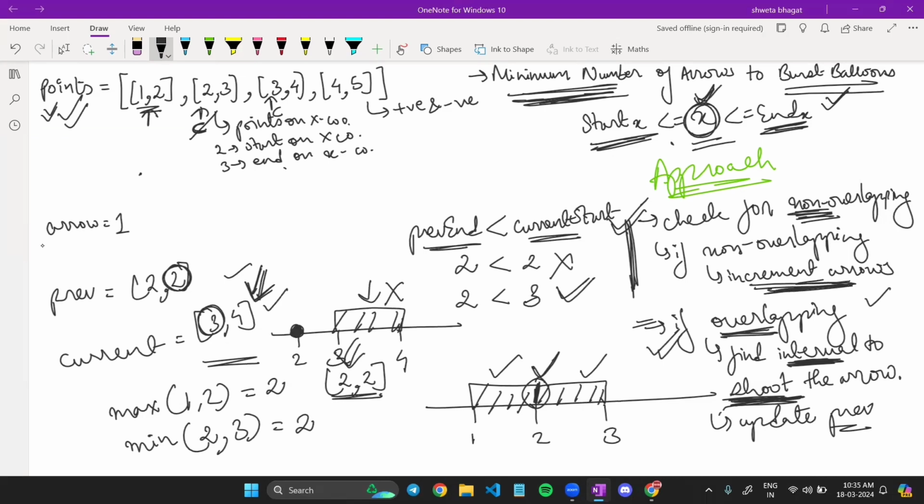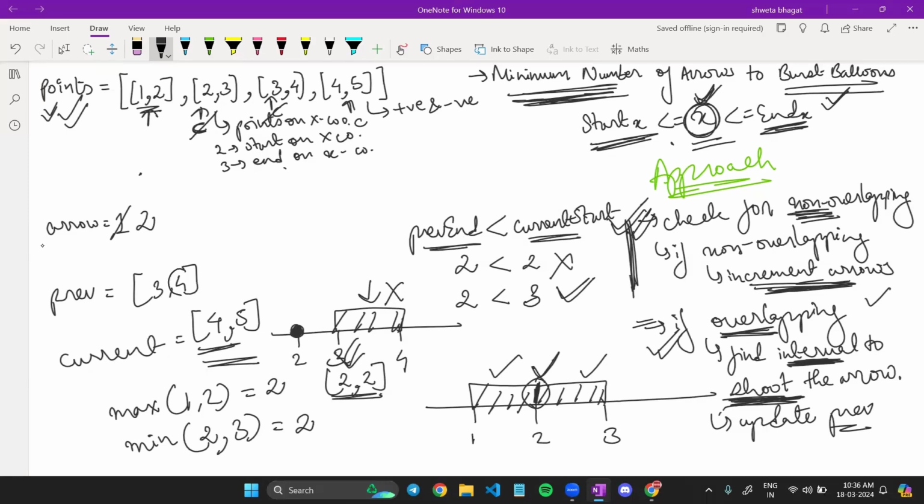So what we will do is increment arrows. So now our arrow count will become 2. Okay. And now our previous will get updated to 3, 4. So we will have 3, 4 in previous. And our current would now point at 4, 5. So our current would be 4, 5. Right? So now again, let's check for the non-overlapping case. So what should we have?